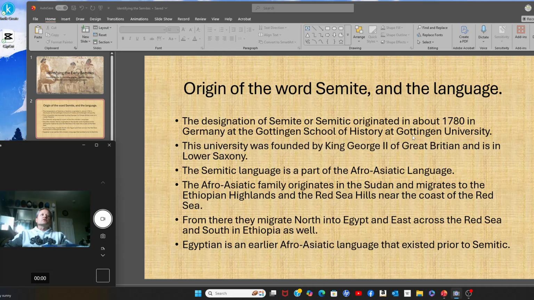The Semitic language is a part of the Afro-Asiatic language, and the Afro-Asiatic family originates in the Sudan and migrates to the Ethiopian highlands and the Red Sea hills near the coast of the Red Sea. From there, they migrate north into Egypt and east across the Red Sea and south in Ethiopia as well. Egyptian is an earlier Afro-Asiatic language that existed prior to Semitic.